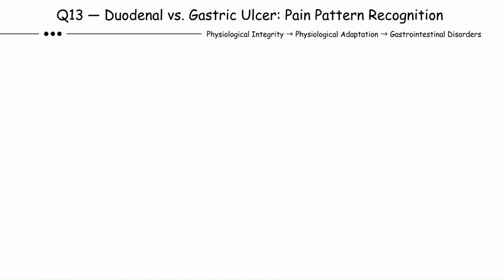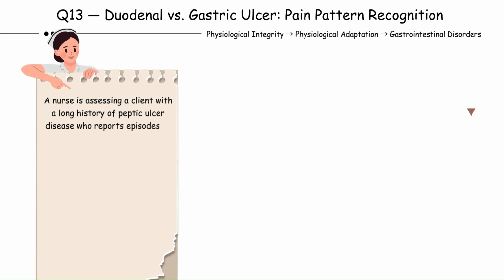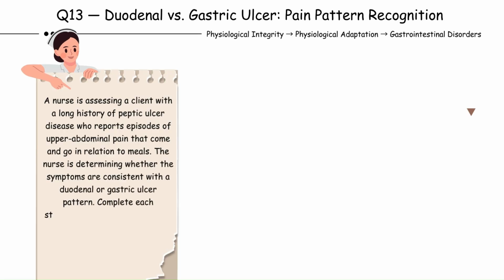Question 13. Duodenal versus gastric ulcer. Pain pattern recognition. The nurse is assessing a client with a long history of peptic ulcer disease. The client reports recurring episodes of upper abdominal pain that come and go in relation to meals. The nurse wants to decide whether this pattern sounds more like a duodenal ulcer or a gastric ulcer. You will complete 2 statements by choosing the most accurate option for each blank.